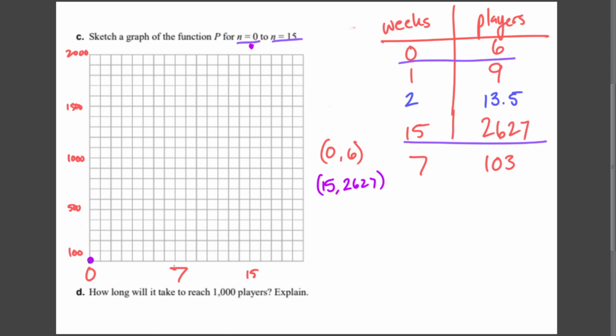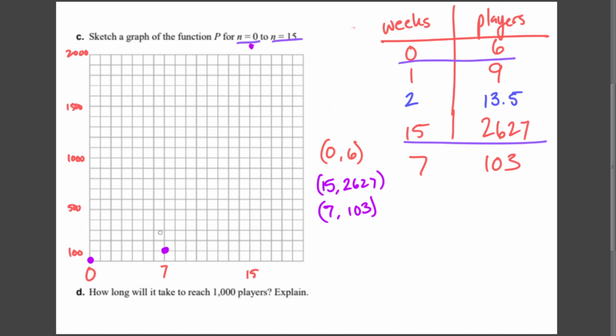So now we have 0 and 6, 15 and 2,627, and then finally we have 7 and 103. So at our roughly 7 mark, we're going to look at where roughly 103 is, which is kind of, let's see, 1, 2, 3, 4, 5, 6, 7. Wow, I misplaced this 7. There we go. Pop. And now I'm going to put this at roughly the 100.